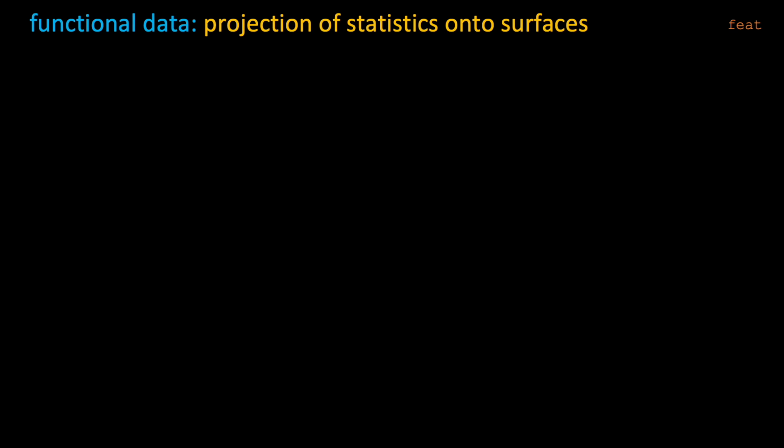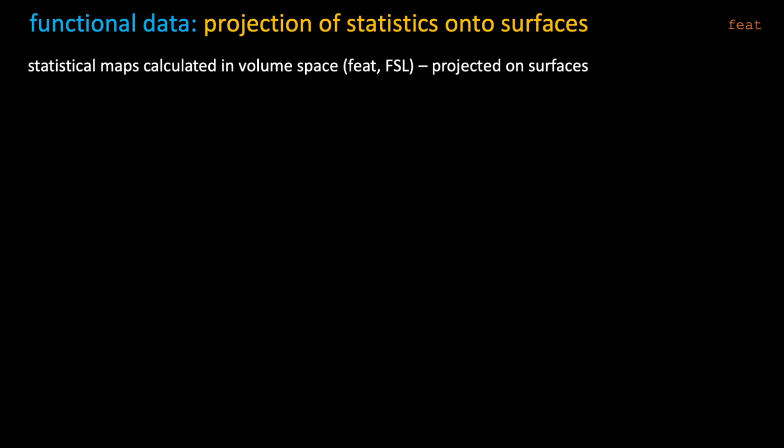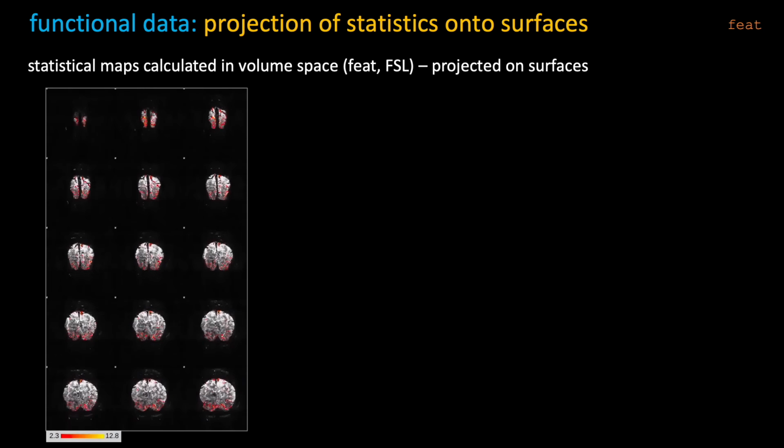All right, so let's finally get to what we've been waiting for this entire talk, which is laminar level activations in the cortex. So how do we do GLM? How do we do our statistical analysis in this whole framework? The easiest way is actually to do it in the volume space with any given approach that you like. I like to use FEAT from FSL, and then project these results on the surfaces.